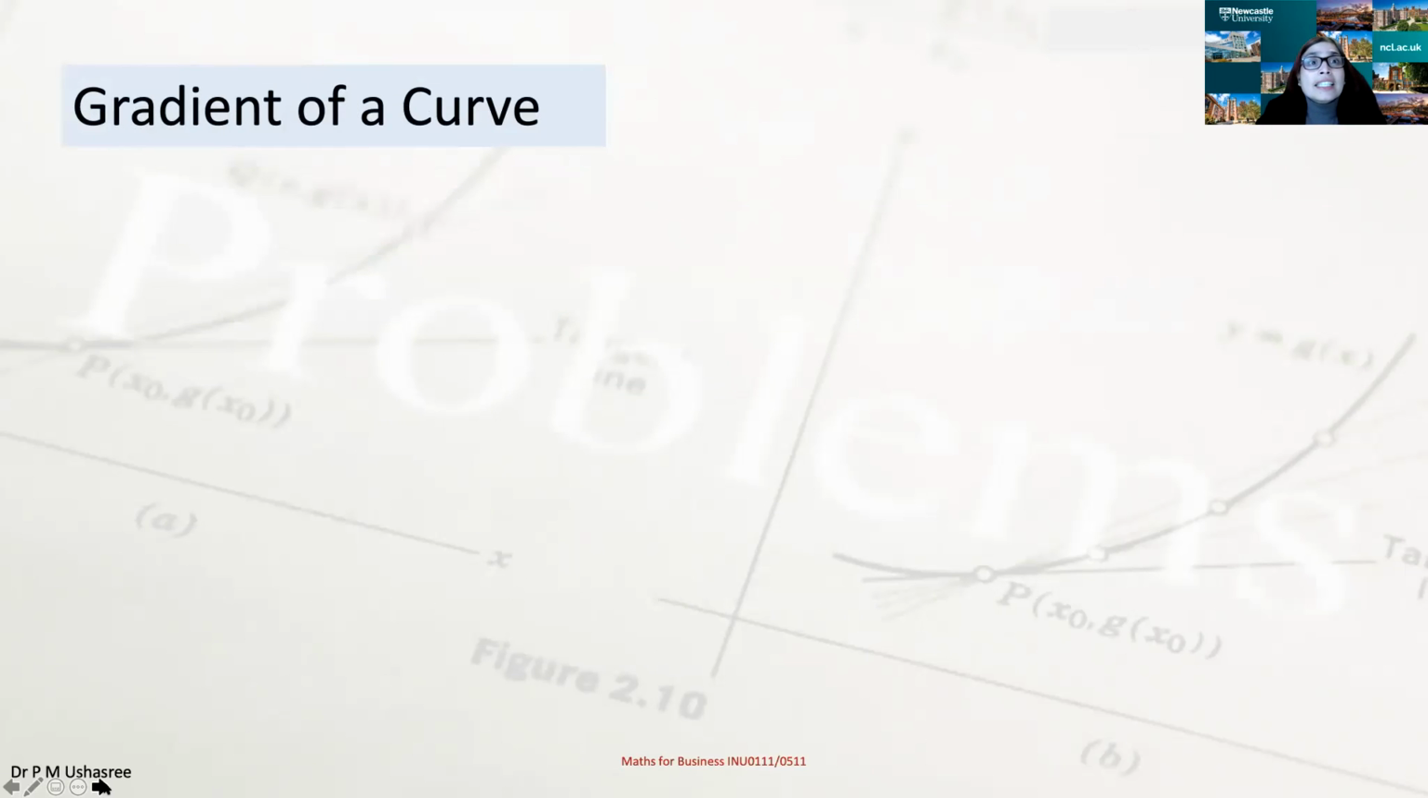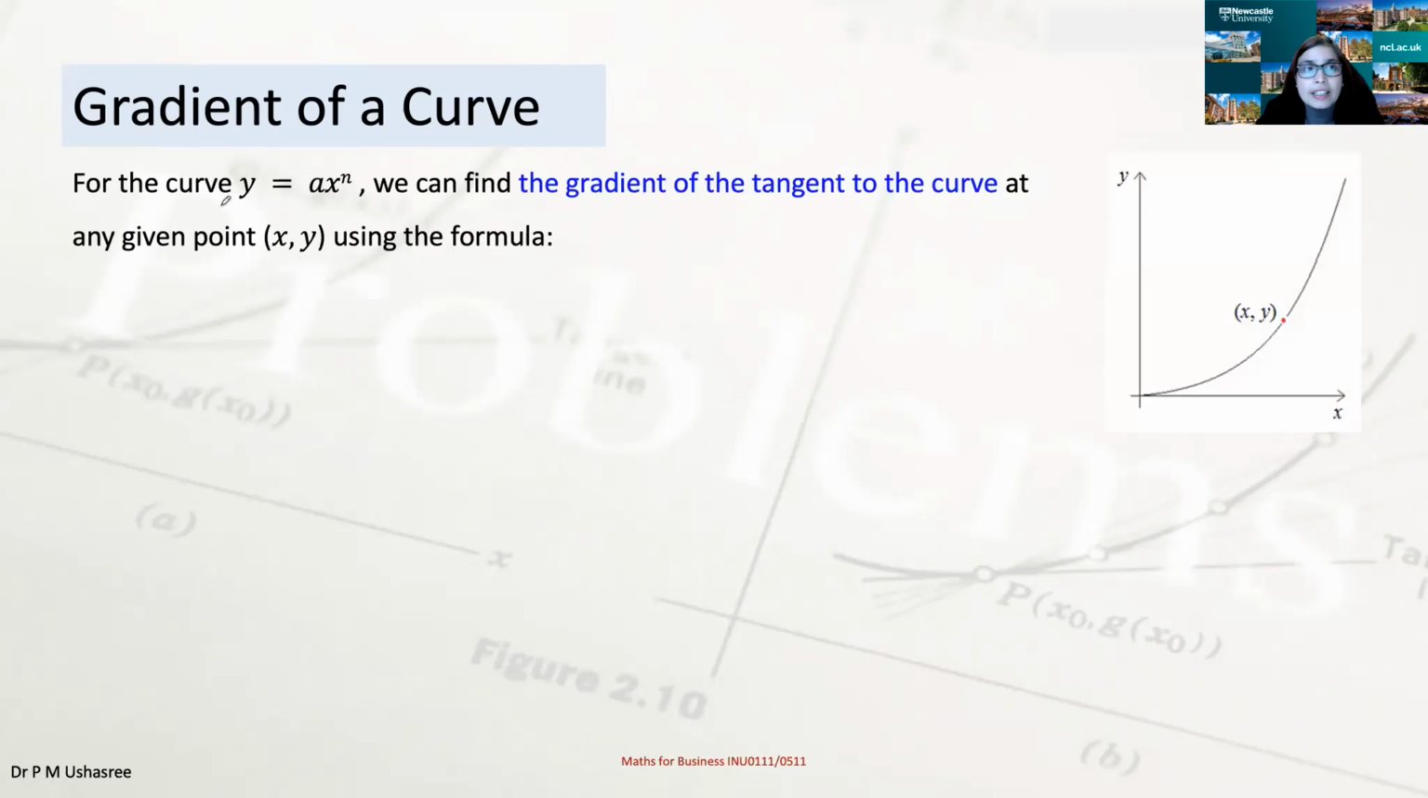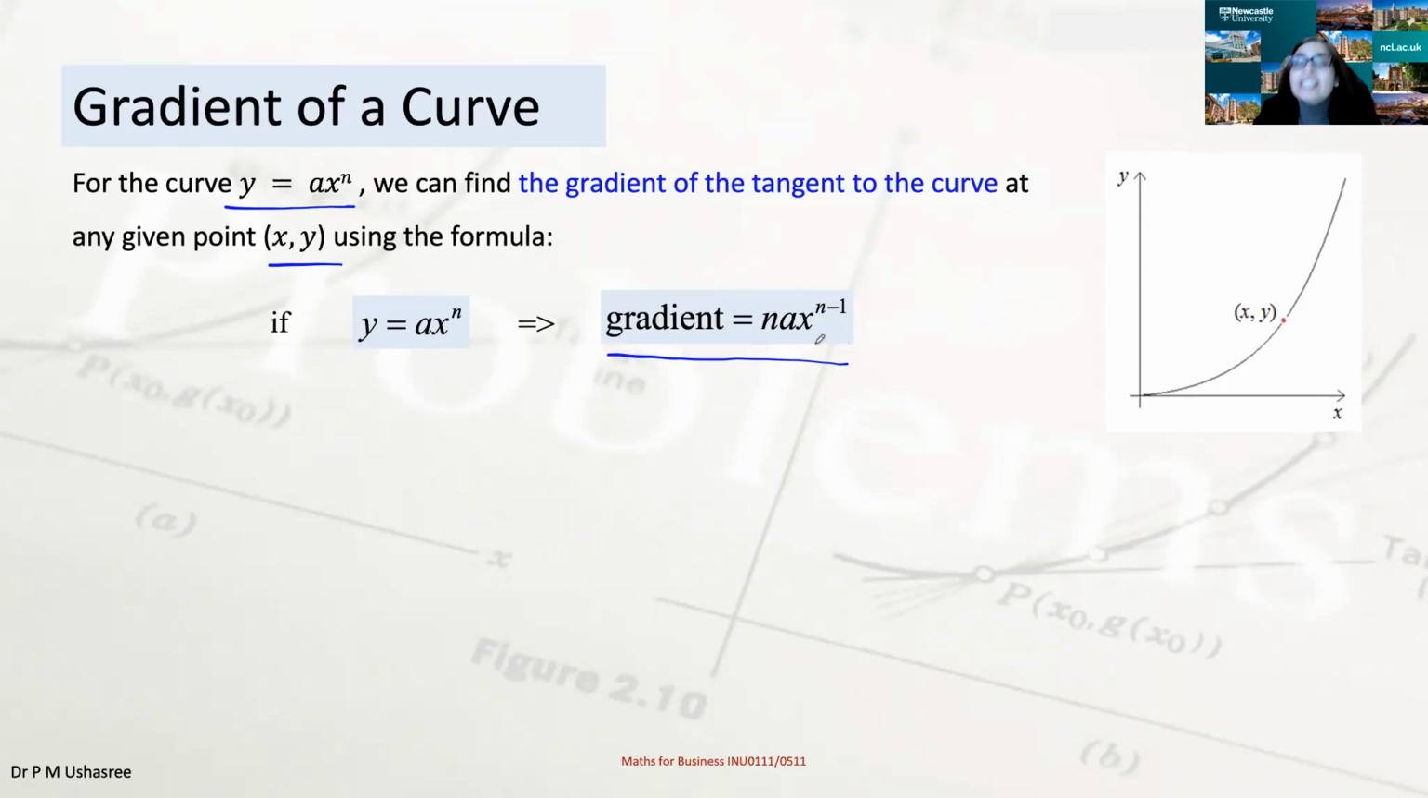Okay, gradient of a curve. Let's take a general equation for a curve: y is equal to ax to the power of n. Then we can find the gradient of the tangent to the curve at the point x comma y. In this case, I'm just taking a point x comma y, giving it a name. If we have a function y is equal to ax to the power of n, the gradient is given by the formula n times ax to the power of n minus 1. You don't have to prove this, but if you're interested, we can do it in the seminar, and I can put it on the discussion board too.